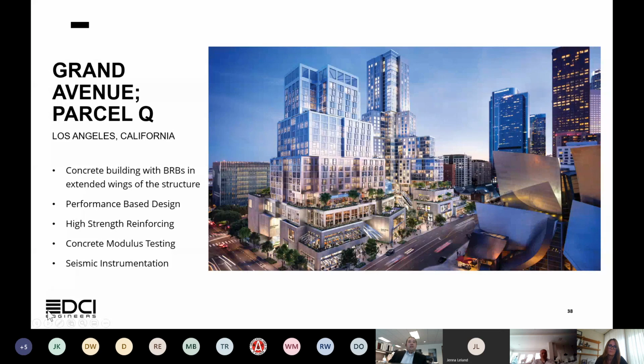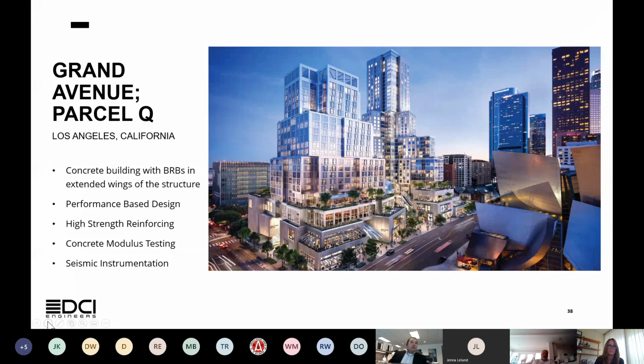This also exceeded the height for a standard code-based building, so we had to go through a performance-based design. And as part of that performance-based design, we were able to use high-strength reinforcing in our concrete cores. Right now, the code limits us to 60 KSI reinforcing in our lateral systems. However, for this project, like I said, we were able to convince the code jurisdictions that 80 KSI reinforcing met our seismic criteria. And we were able to reduce the reinforcing and reduce congestion in our concrete cores using that.